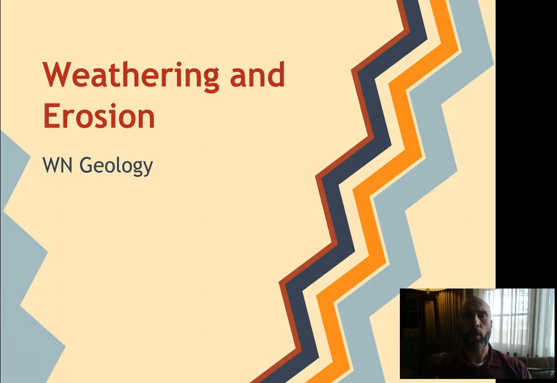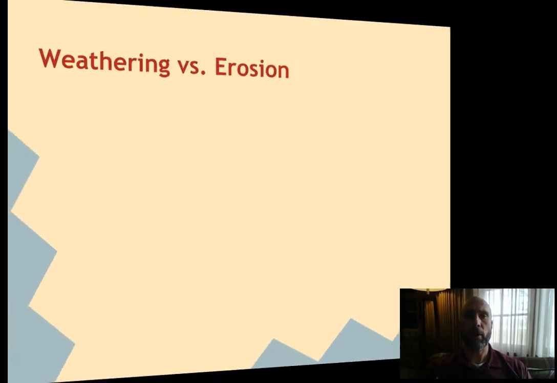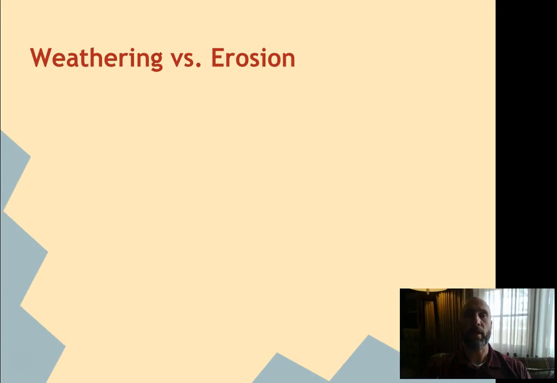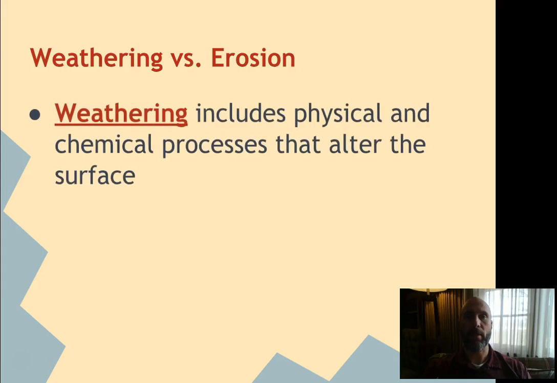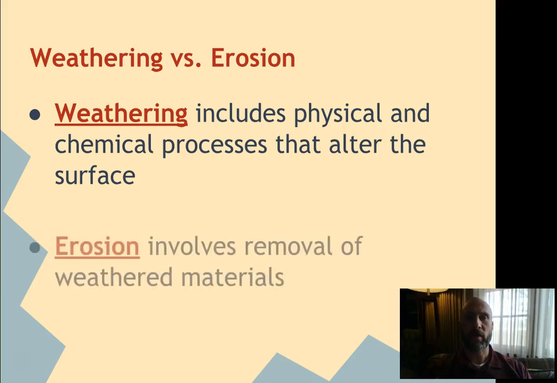Today we're going to talk about weathering and erosion. Alright, so first, what's the difference between these two terms? They are different. A lot of people think they're the same thing, but weathering involves the physical and chemical alteration of a surface. Okay, so this is the actual wearing down of the sediment. So when we're talking about rock surfaces in geology, we're talking about it being worn down.